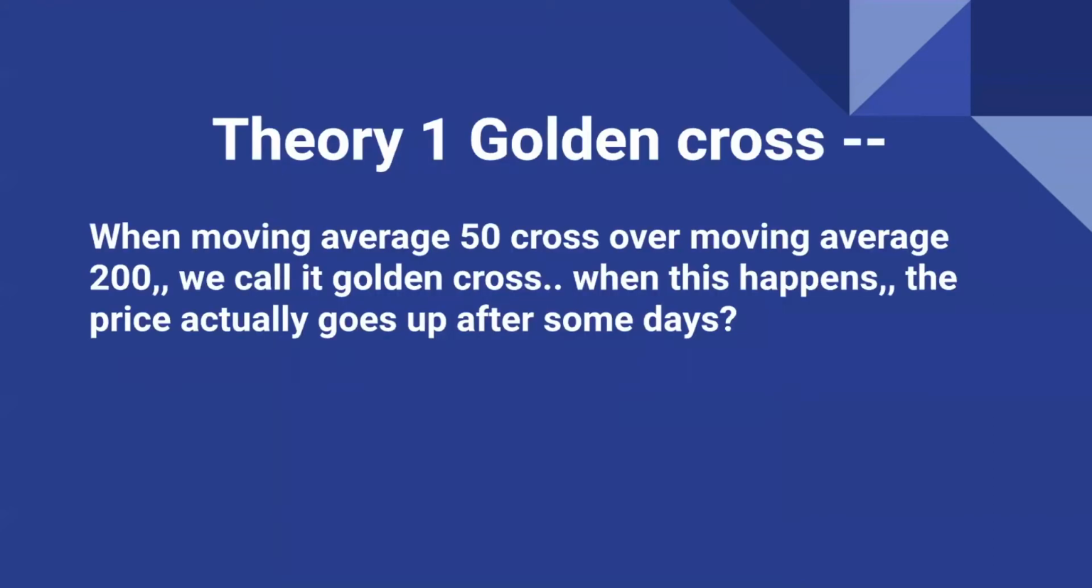So the theory: a golden cross is when the moving average 50 crosses over the moving average 200. Then when this happens, the price actually goes up after some days. This some days, today I put 10 days. Maybe I can change it to 20 days or 30 days later, but let's try 10 days first.